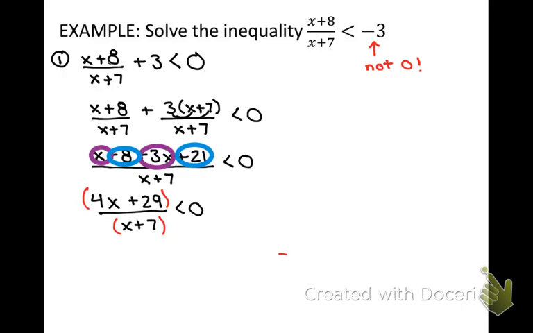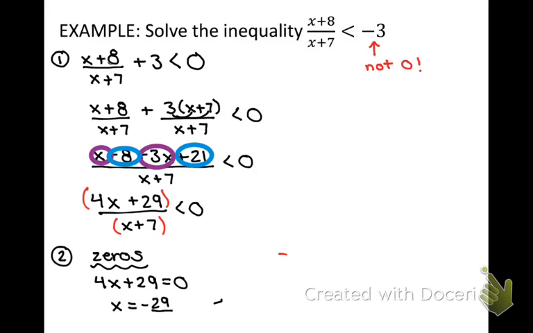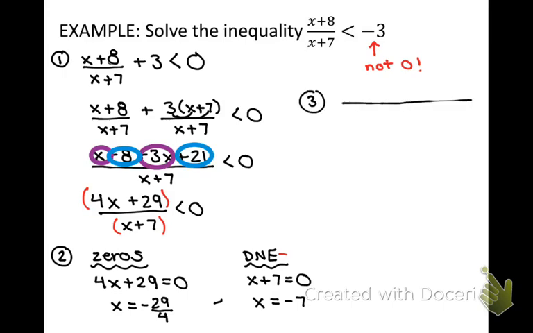All right, step 2. We want to find our zeros and we want to find our DNE. Zeros come from when the numerator equals 0. So when does 4x + 29 equal 0? That's going to happen when x equals negative 29/4. And now we get to find where our function doesn't exist. That's going to happen when the denominator equals 0. So we're going to get x equals negative 7. All right, these two numbers need to go on my number line.